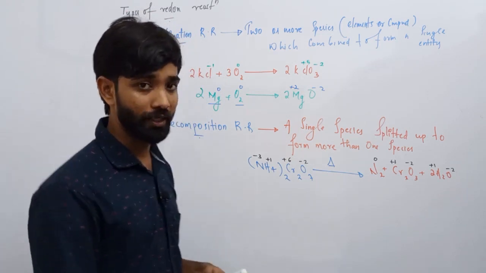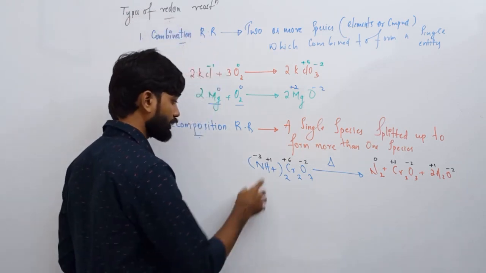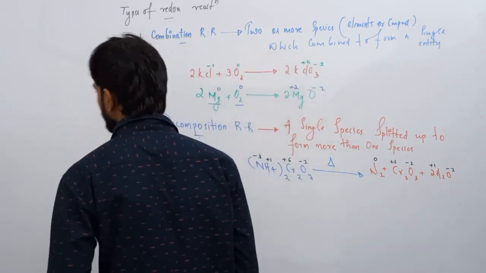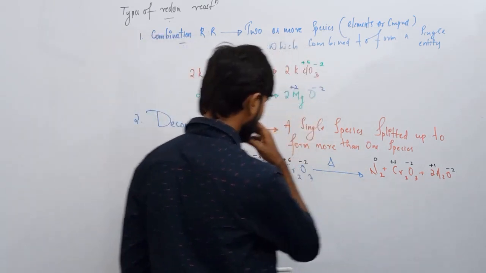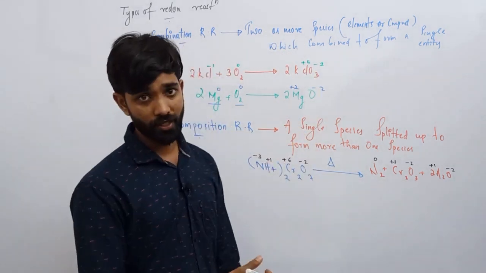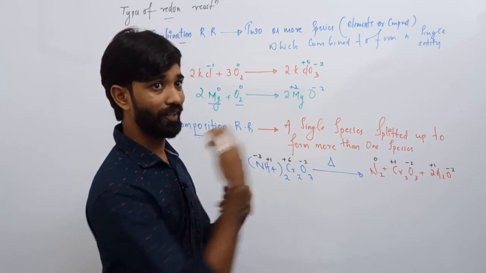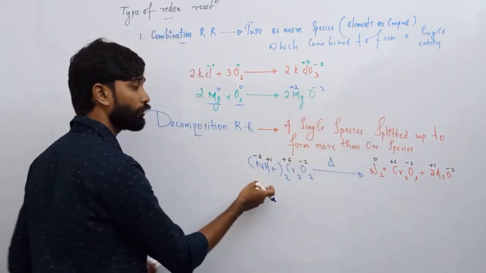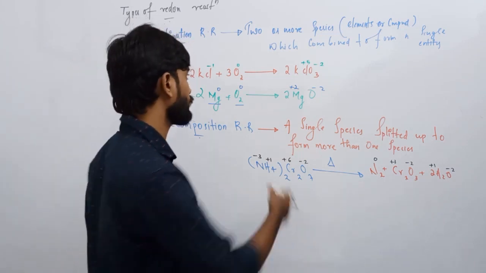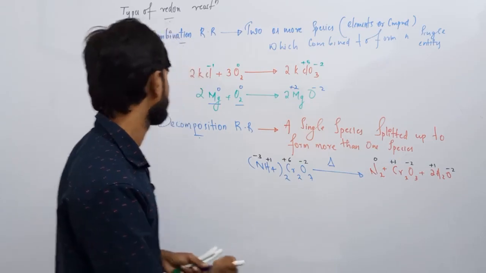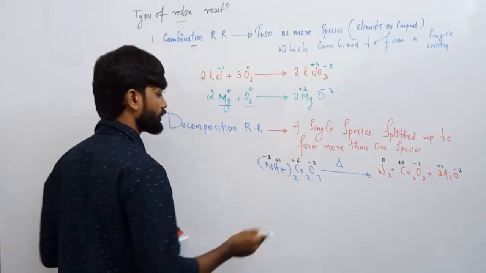The change is for nitrogen and chromium. Nitrogen goes from -3 to 0, so nitrogen undergoes oxidation, and chromium undergoes reduction. So this is a redox reaction. Moreover, it is a splitting one, a single compound splitting up. And this is an example for an intramolecular redox reaction, and the above mentioned category is an example for an intermolecular redox reaction. Fine.